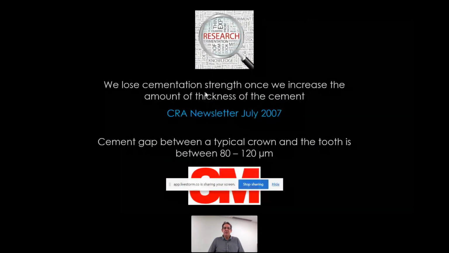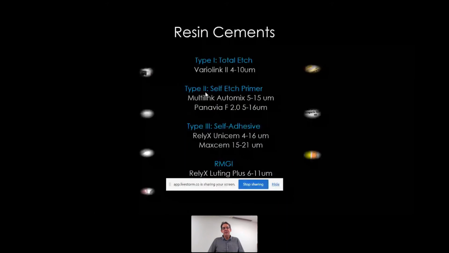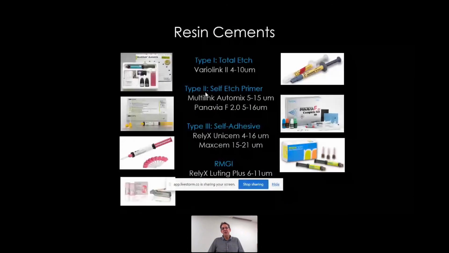And according to 3M, this is the research done by them, the cement gap of a typical crown and the tooth is between 80 to 120 microns. Well, optimal crown seating occurs when 40 microns of space exists between the tooth and the restoration. Why? Well, all resin-based cements are between 2 and 20 microns thick. So when you go beyond 40 microns, you lose the cementation strength and longevity.